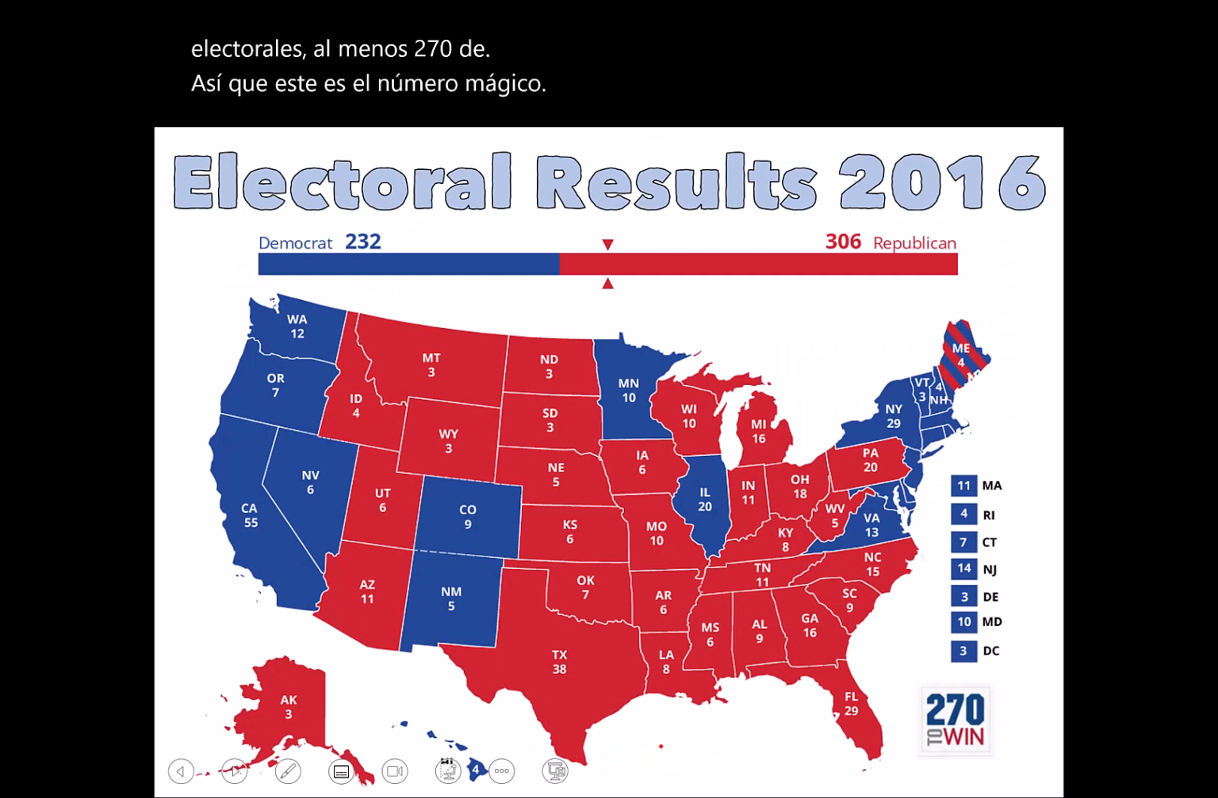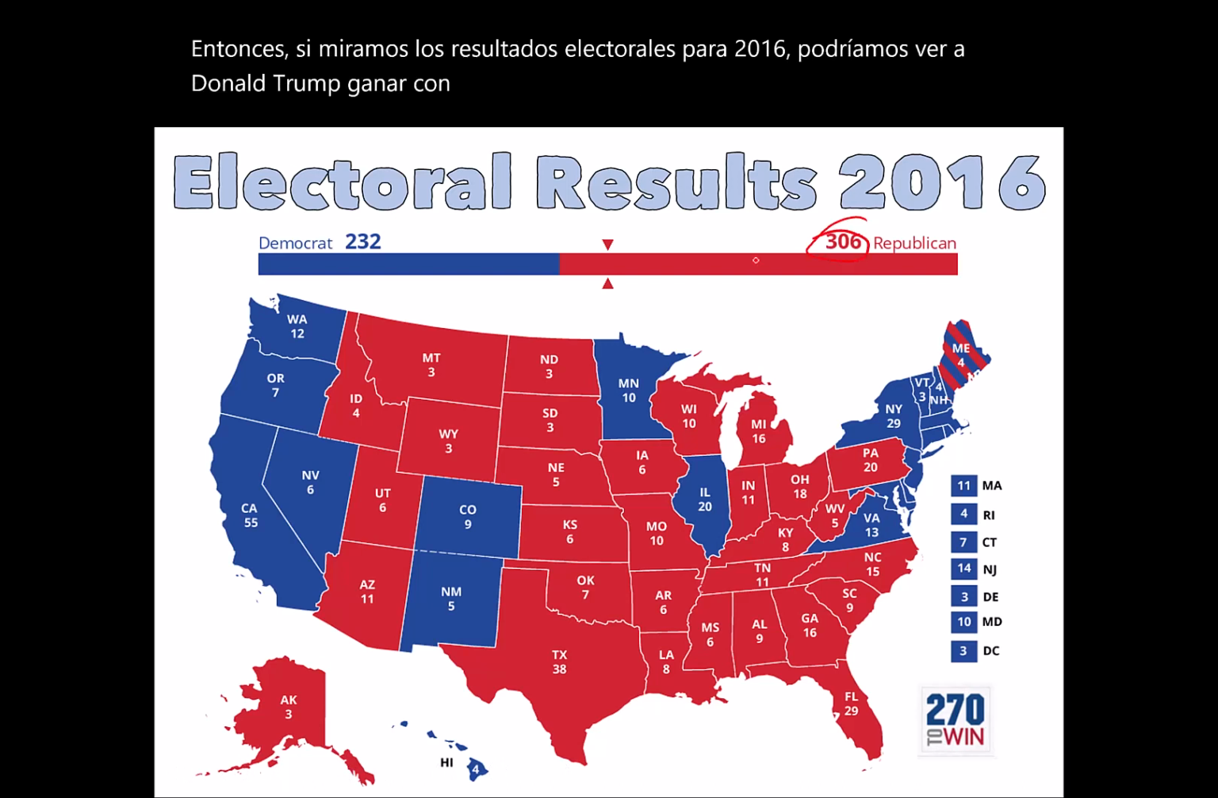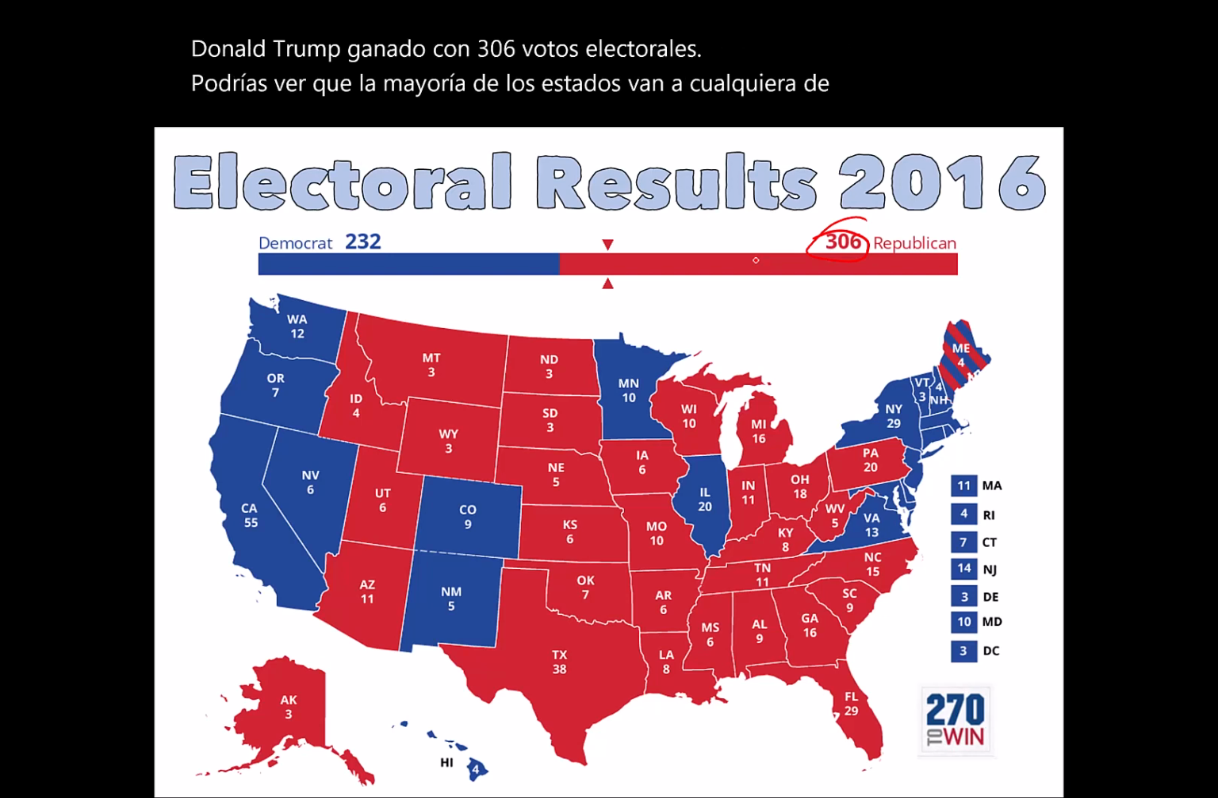So if we look at the electoral results for 2016, we could see Donald Trump won with 306 electoral votes. You could see most states go either one color or another. The only state in here where it's split is Maine.